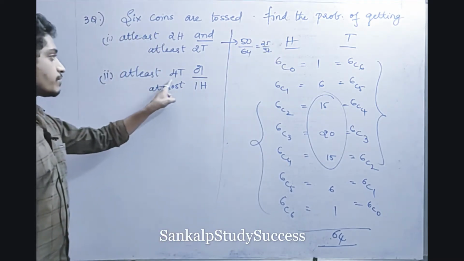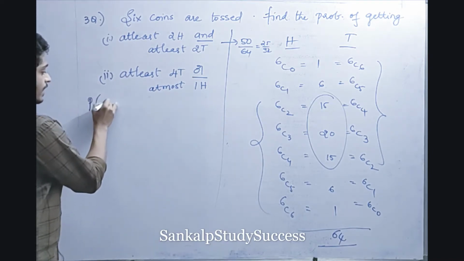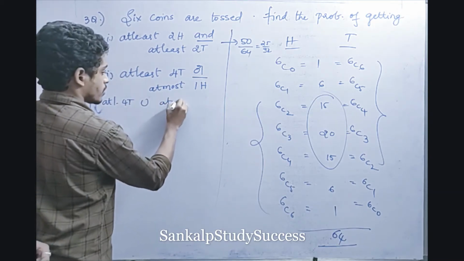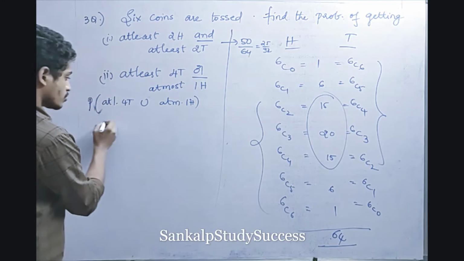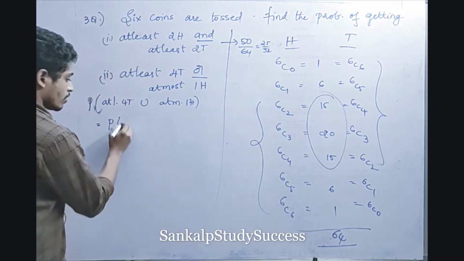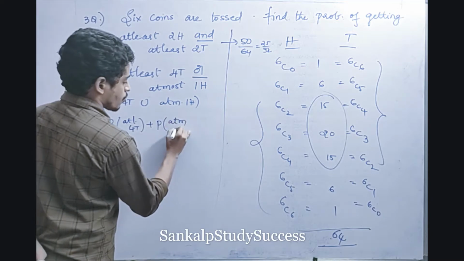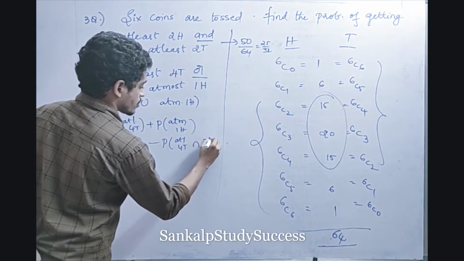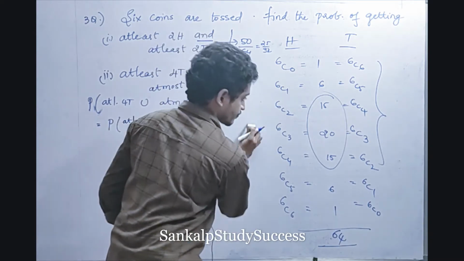Now he has asked at least 4 tails or at most 1 head. See, he has asked the probability of at least 4 tails or, which means union, at most 1 head, right? So A union B, P of A union B, in the sense we have to use the addition theorem. So P of A plus P of B minus P of A intersection B, yes or no? So P of at least 4 tails plus P of at most 1 head minus P of at least 4 tails intersection at most 1 head, yes or no? So in this case we need to proceed further. So let us see how to solve.